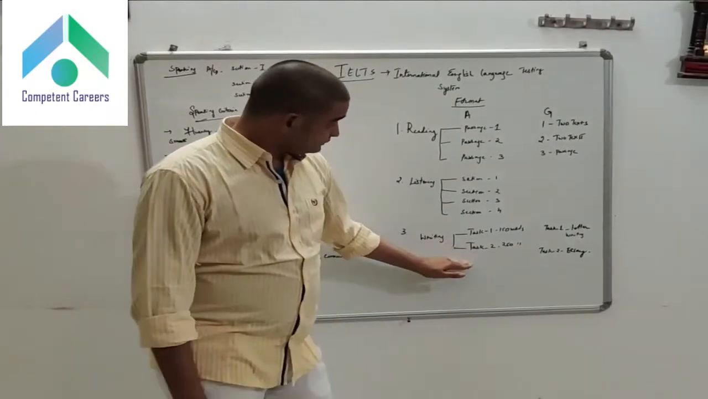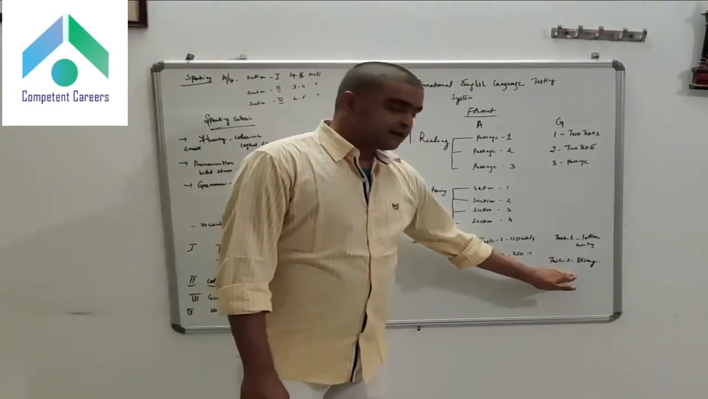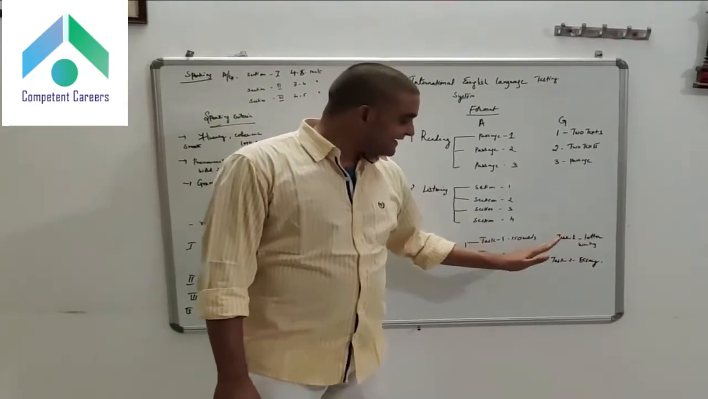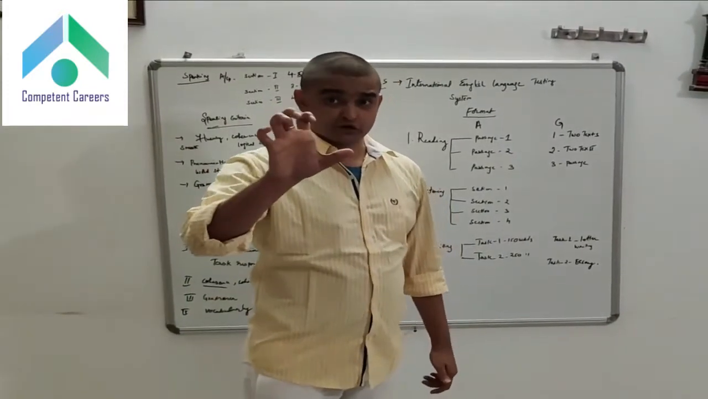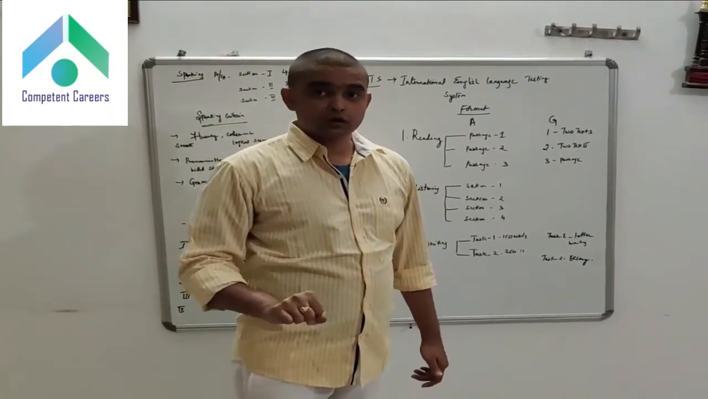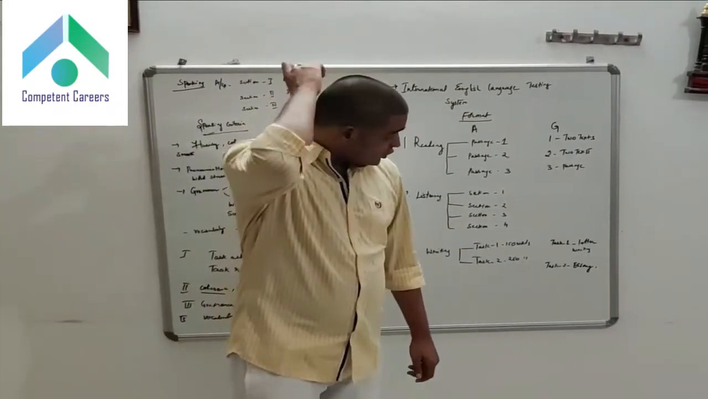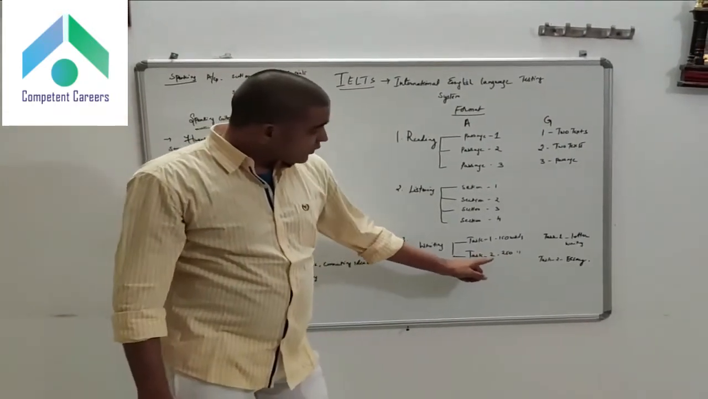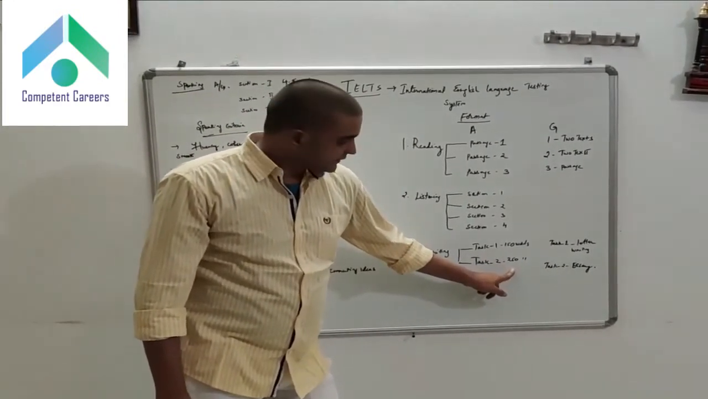Now task 2. Task 2 is the same for academic and general. Here you will be required to write an essay. Like I said, there are 5 different kinds of essay questions and we will learn to work on them in our sessions together. So in task 2, you are required to write a minimum of 250 words.